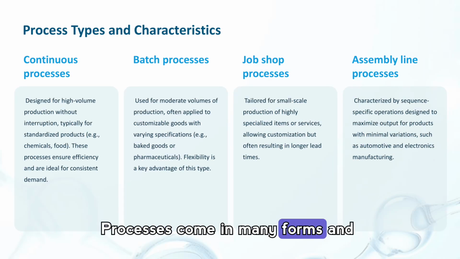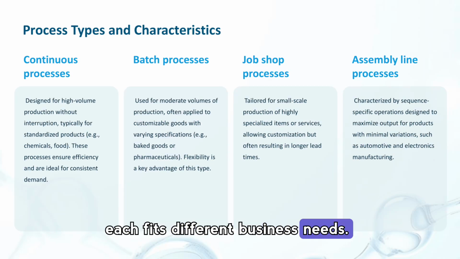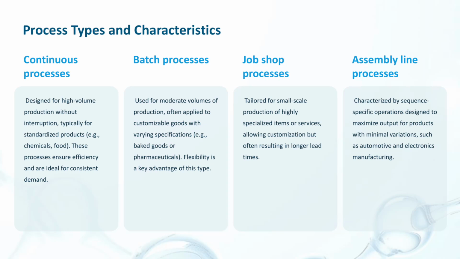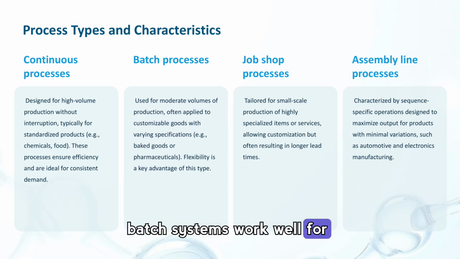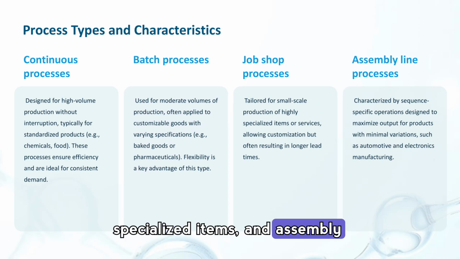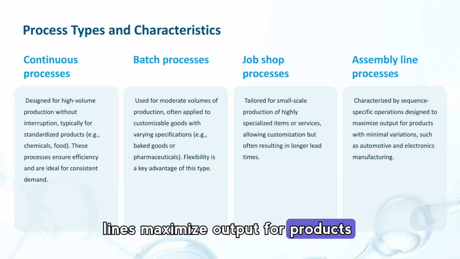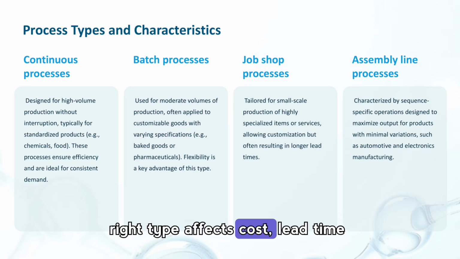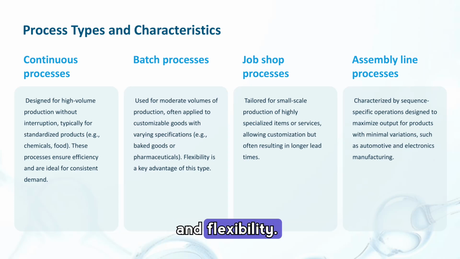Processes come in many forms and each fits different business needs. Continuous processes suit high-volume, standardized production. Batch systems work well for moderate volume and customization. Job shops support small runs of specialized items, and assembly lines maximize output for products with minimal variation. Choosing the right type affects cost, lead time, and flexibility.